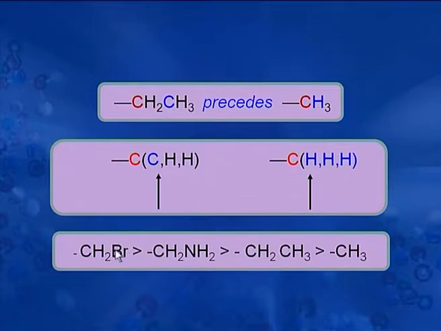Similarly, the priorities can be used for other groups, like if it is CH2Br, it is given higher priority over CH2NH2 because atomic number of bromine is more than that of nitrogen.